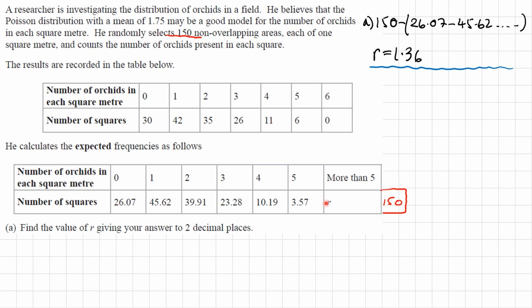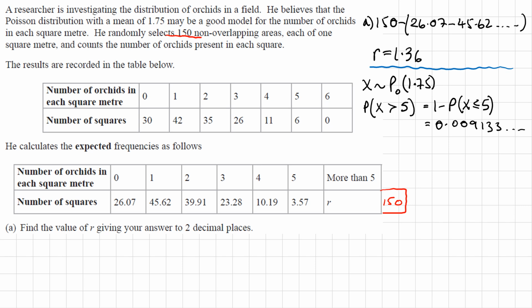The other way to work out R would be to calculate the expected probability for this cell, times it by 150 to get the expected frequency. So doing it that way, let's call our random variable X with a Poisson distribution and a mean of 1.75, and we want to calculate the probability that X is more than 5. That'll give us the expected probability, and that's equal to 1 minus the probability that X is less than or equal to 5, and that gives 0.009133 and so on. We need to times that by 150, and if we do so, we get R is equal to 1.37003 and so on. So to 3 significant figures, that would be 1.37.